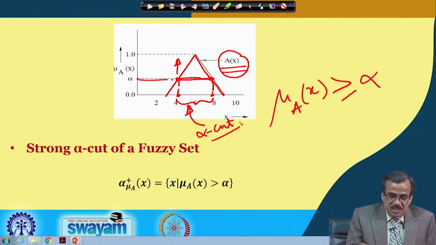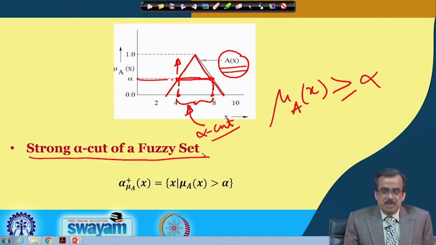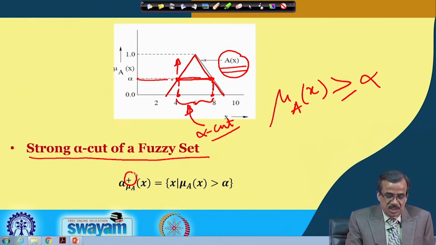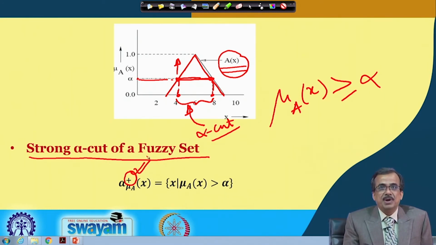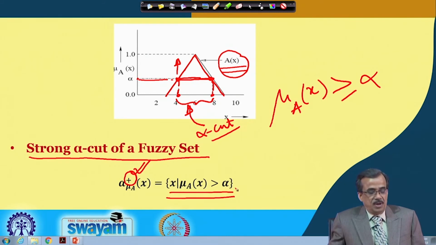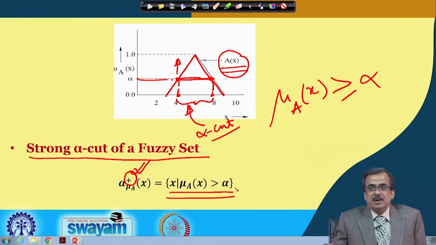Now, another term I am just going to define here, and that is known as the strong alpha cut of a fuzzy set. Now, by strong alpha cut of a fuzzy set, we mean it is alpha mu A(x) plus. So, just to indicate the strong alpha cut, we take the help of this particular symbol of plus, and by definition this is nothing but x such that mu A(x) is greater than alpha. So, this is actually the definition of the strong alpha cut of a fuzzy set.